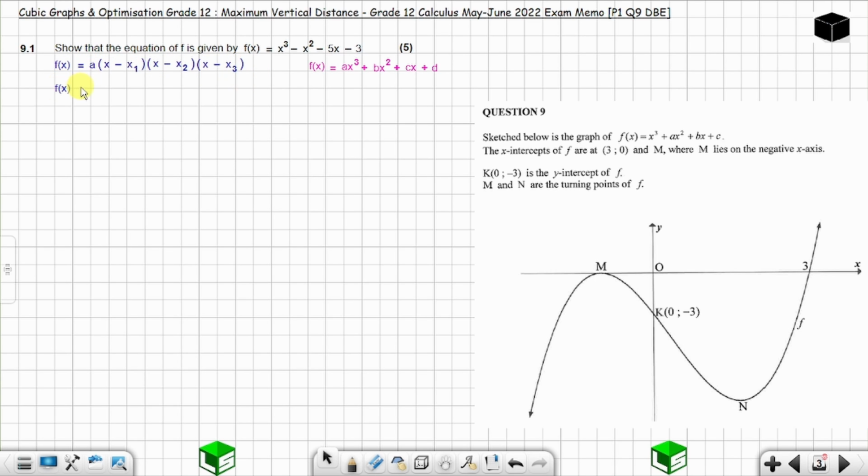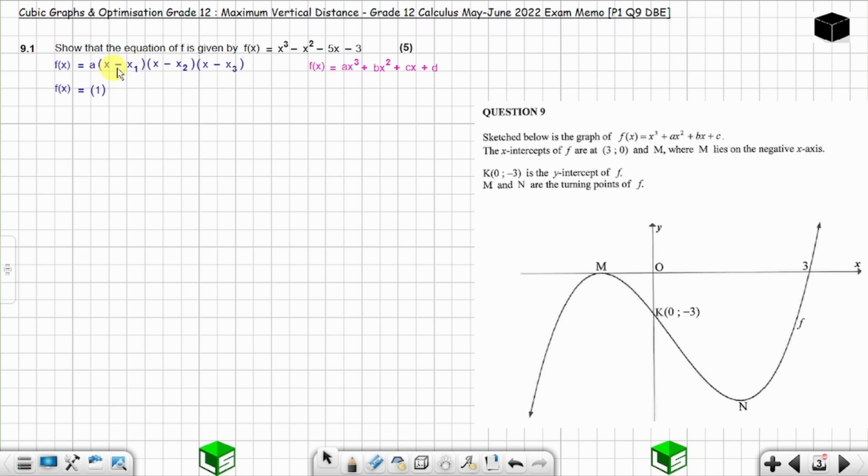So f of x is equal to, remember the a that you have there, this a is the coefficient of x cubed. Now, your x cubed coefficient is 1. Forget about this a that you are given together with x squared. You might be confused. In our equation, your a is the coefficient of x cubed, which is 1. It is not this a. So the value of a is 1.